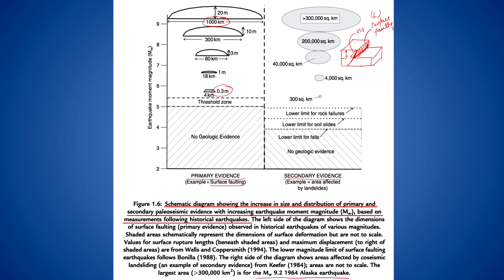Okay, so one can expect 20 to 25 meters of slip if you have a magnitude greater than 9.2, or magnitude 9 we can say. And in 2004 Sumatra, the rupture, surface faulting, or maybe we can say the surface rupture, was almost 1300 kilometers.